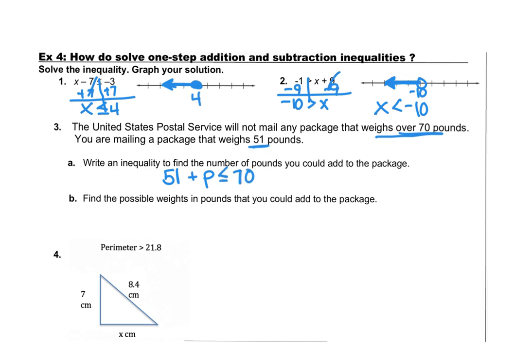And then when we solve, we subtract the 51 from both sides. And that means that you could add a package to there that is 19 pounds or less.